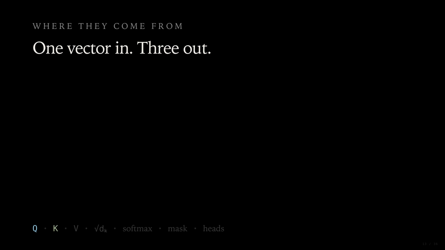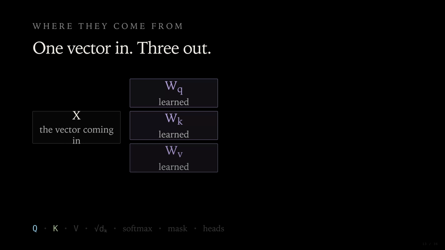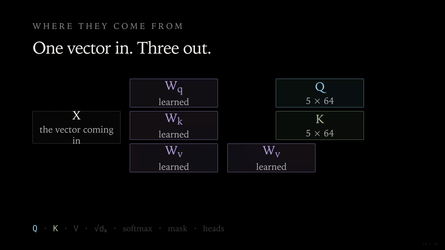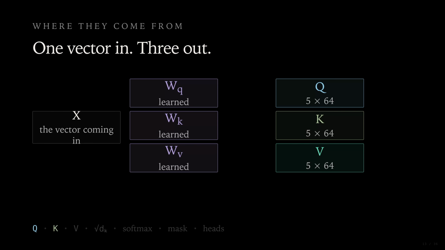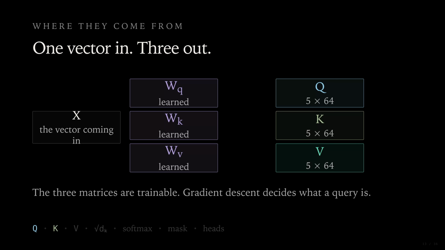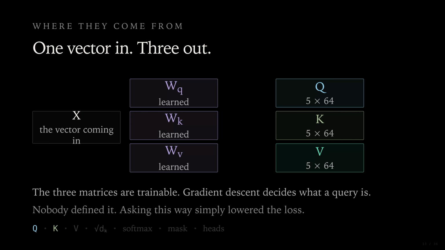Three-weight matrices, WQ, WK, and WV, and you get them by taking whatever vector is coming into the layer and multiplying it by each one in turn. These matrices are trainable parameters, which means they start out random and gradient descent sets them, exactly like every other weight in the network. That is the part people tend to skip over. Nobody ever told the model what a query is. It discovered that asking in this particular way lowered the loss.